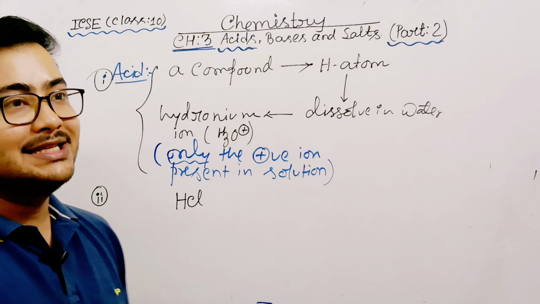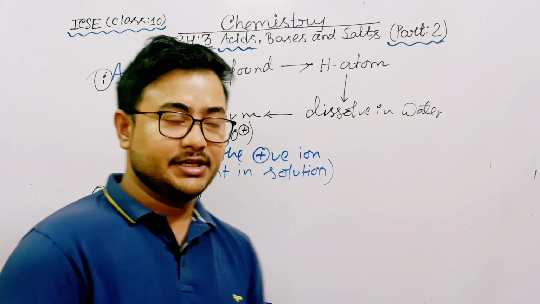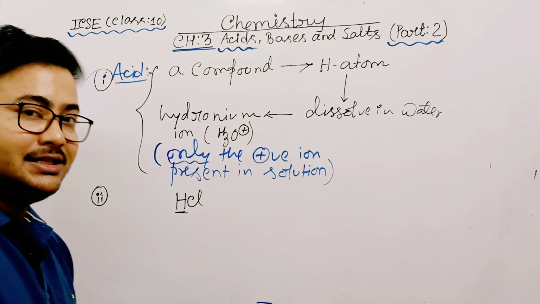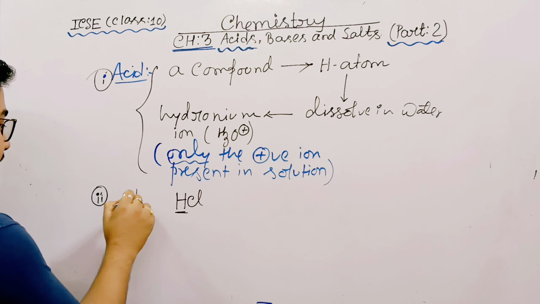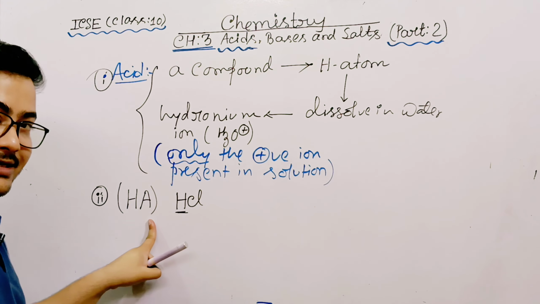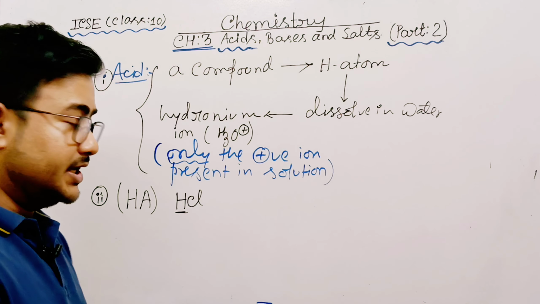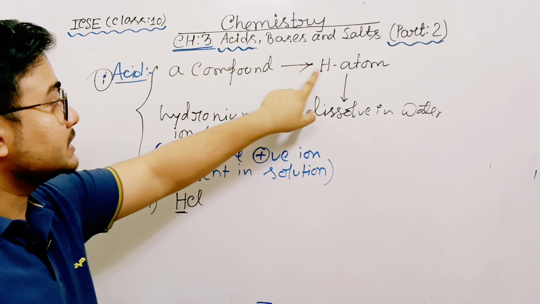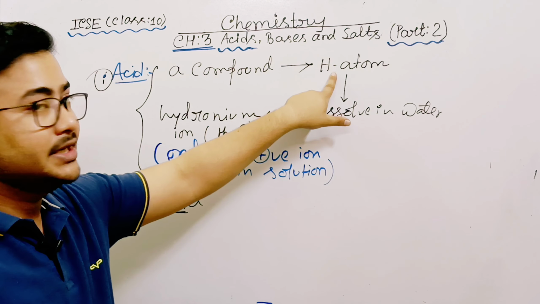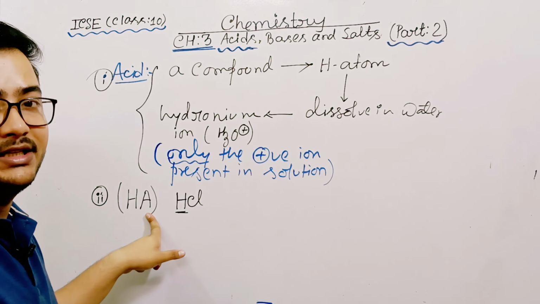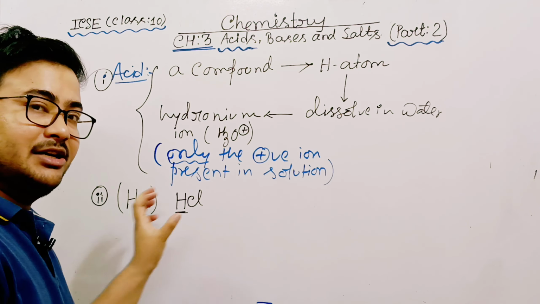Do you know what is the general formula of an acid? See, acid means H and A for acid. So generally an acid is represented by HA. What is the importance of this H? Acid always contains H atom. A compound contains H, so H for this atom and A for acid. So generally acid is represented by HA.